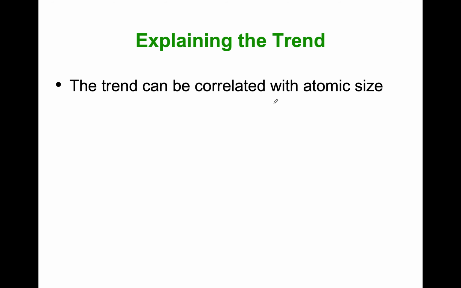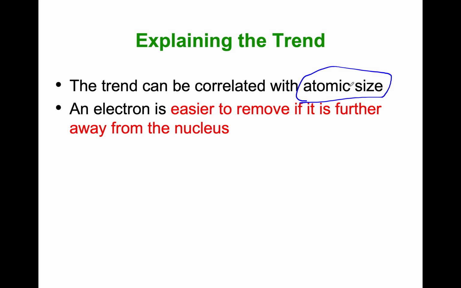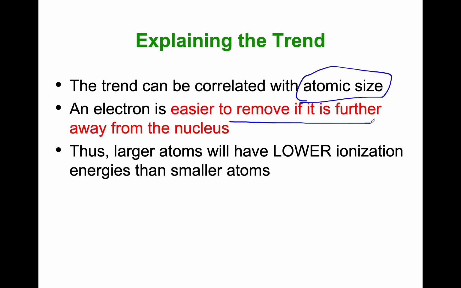That's the ionization energy trend, and of course, I really encourage you to think about this together with size. If it's farther away, it's easier to remove. The larger atoms will have lower ionization energy because the electrons are farther out. With smaller atoms, the electron is closer, and that's more difficult to remove.